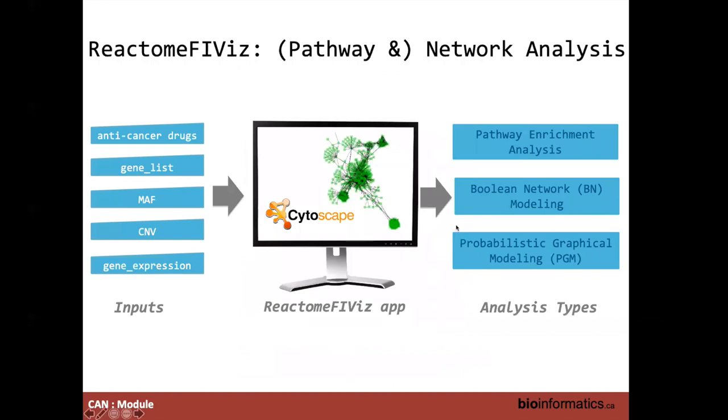So the analysis agreed with previously established evidence. So moving along now, I want to talk a little bit more about the Reactome FIViz app that performs pathway and network analyses. Brian briefly introduced you earlier to the Reactome Pathway Database. This is another tool in our arsenal that allows us to support multi-omics data analysis using the Reactome Functional Interaction Network. So you can have a variety of different input data going into the application, and you can provide different analysis types. We're going to focus today on pathway enrichment analysis and also gene set enrichment analysis. But as I previously mentioned in the last few slides, you can do Boolean network and probabilistic graph modeling as well.